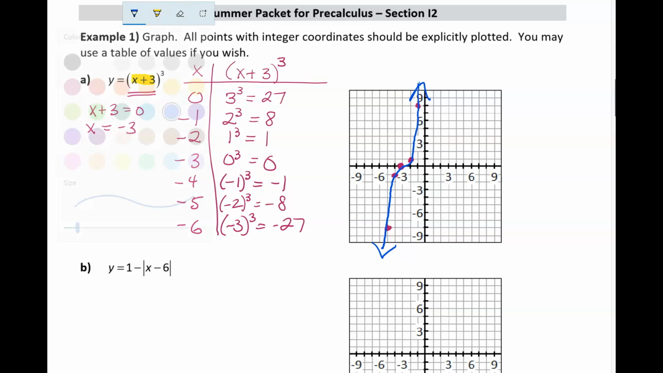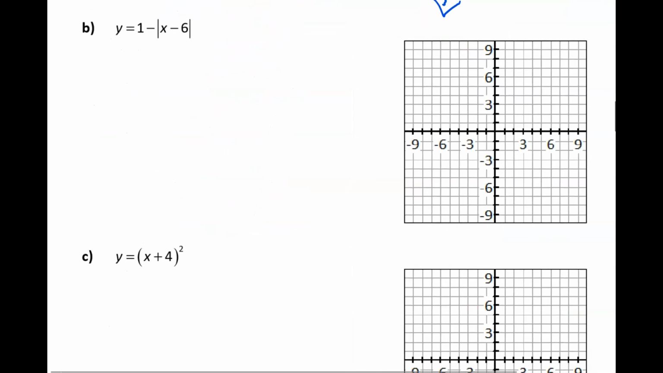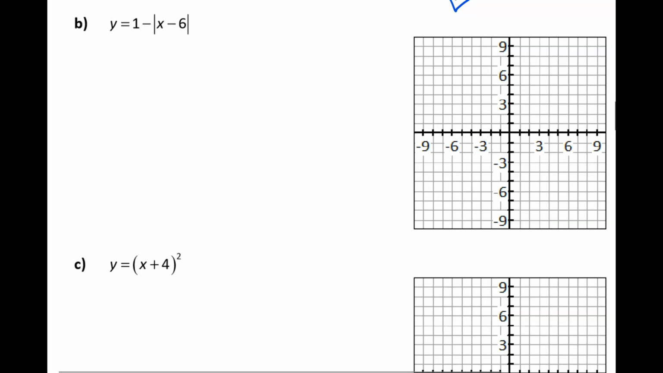Next, we'll take a look at an absolute value function. So this one can be graphed using that same strategy. I'm going to think about the inside of the grouping here, which is inside of the absolute value, and I'm going to ask myself, what value is it that makes that inside x minus 6 equal to 0? And so that would give me x equals 6 as my central value for my table of values.